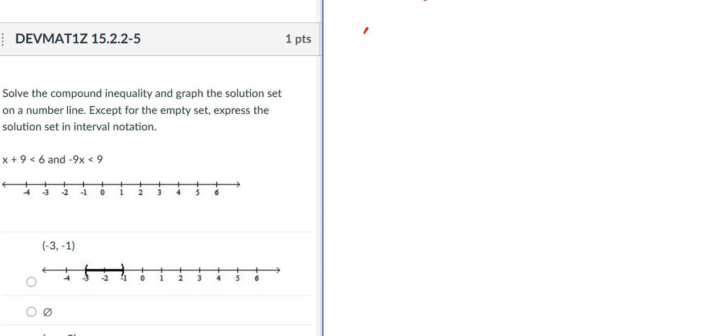Let's look at question 9. Question 9 again is a compound: x plus 9 less than 6, and also 9x less than 9. Since this is compound, those two inequalities must be met at the same time.